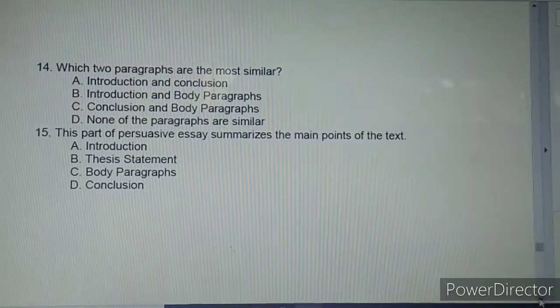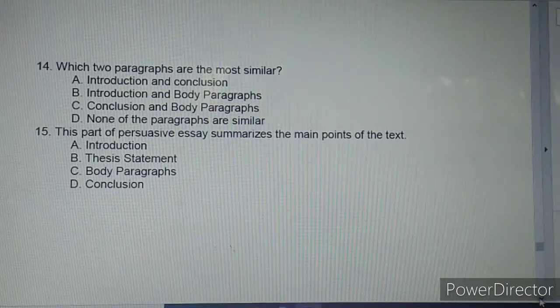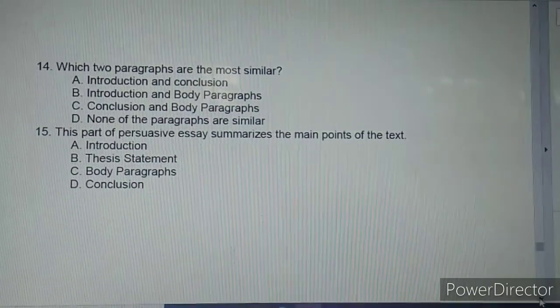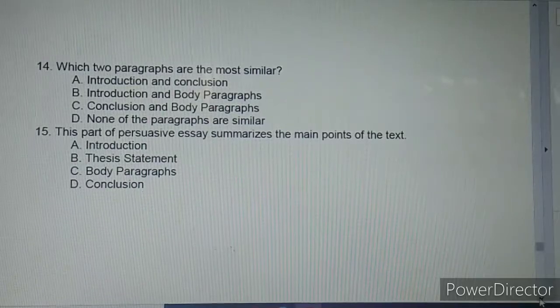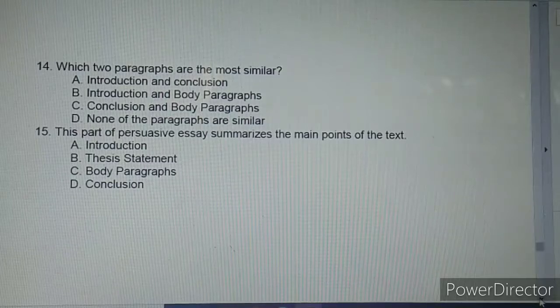Now let's move on to number 14. Which two paragraphs are the most similar? A. Introduction and conclusion, B. Introduction and body paragraphs, C. Conclusion and body paragraphs, or D. None of the paragraphs are similar. The correct answer for number 14 is A. Introduction and conclusion. Finally, the last question is: this part of the persuasive essay summarizes the main points of the text.